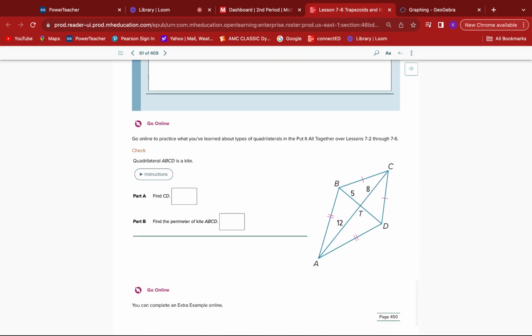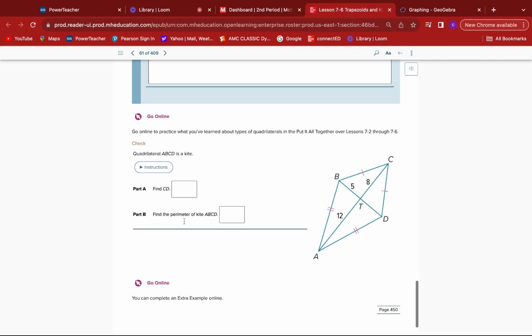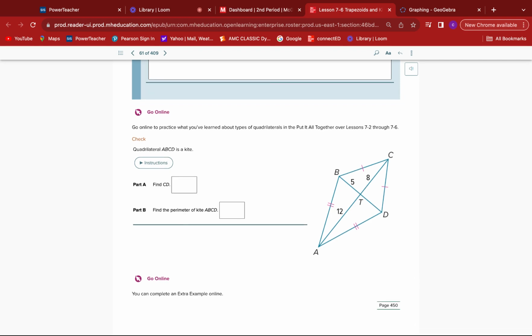Oh, we've got to check the bottom of the page. All right, let's see what we got here. We got a kite. That means that BC and DC are equal. We've got BA and DA are equal, and we've got to find CD.